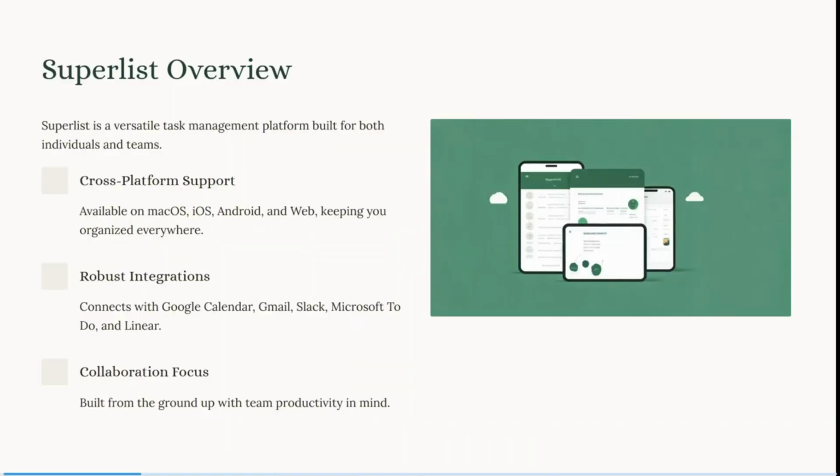Okay, so individuals, large teams, Superlist has been built directly for you. It is available on Mac OS, iOS, Android, as well as web, keeping you organized wherever you go. It connects with Google Calendar, Gmail, Slack, Microsoft, and Linear, and a bunch more. It also is built from the ground up with team productivity in mind.